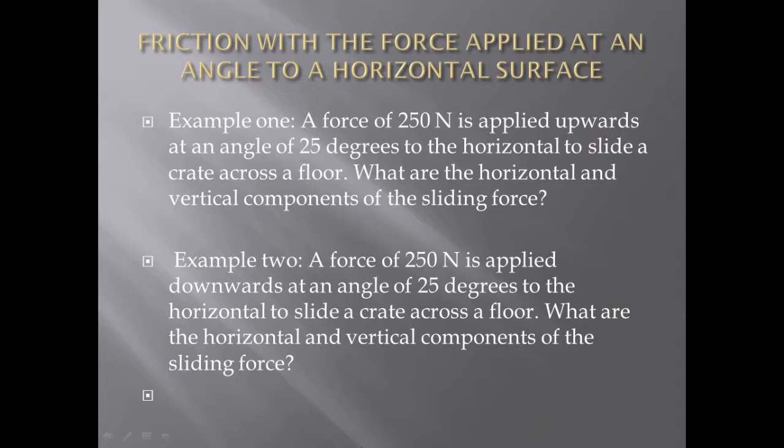Example 1. A force of 250 newtons is applied upwards at an angle of 25 degrees to the horizontal to slide a crate across the floor. What are the horizontal and vertical components of the sliding force?